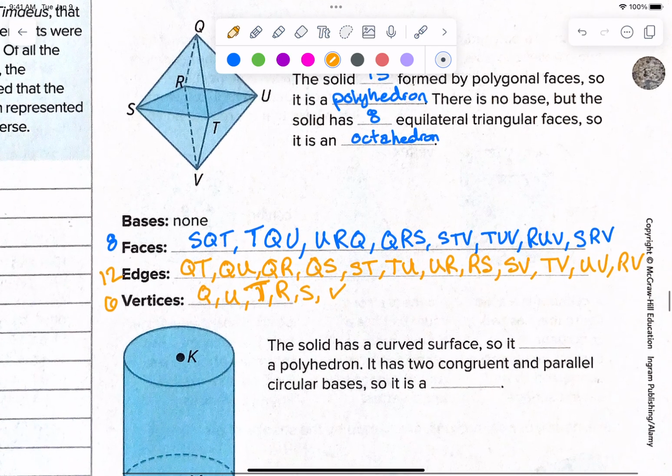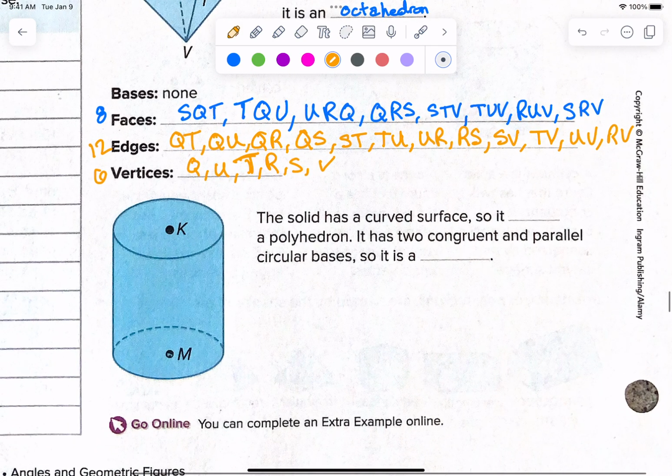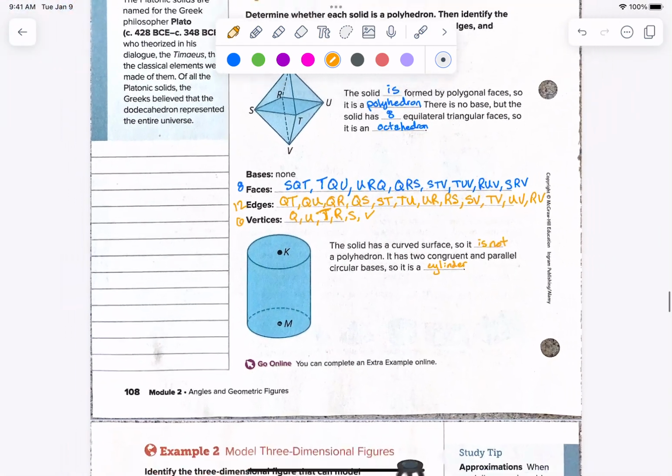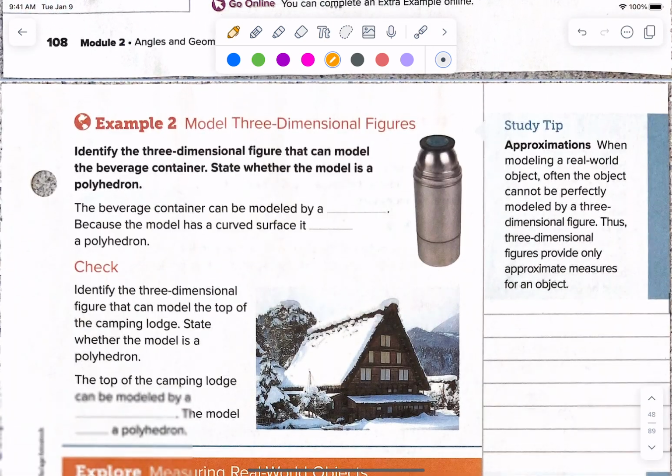Okay, got it? I'm going to go up. We have this other solid. It says this solid has curved surfaces, so it is not a polyhedron. Okay? It has 2 congruent and parallel circular bases, so it is a cylinder. Guess what? When it is not a polyhedron, we don't have to name the bases, faces, edges, and vertices. Very nice. All right, go down to example 2, the next page.